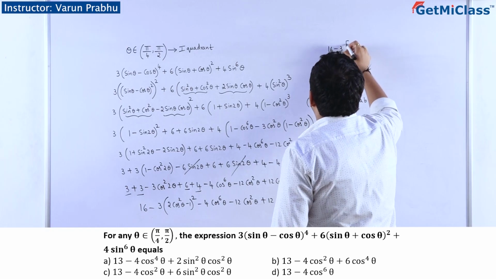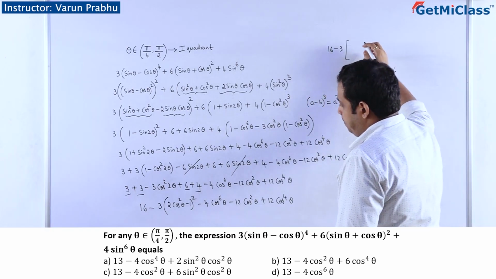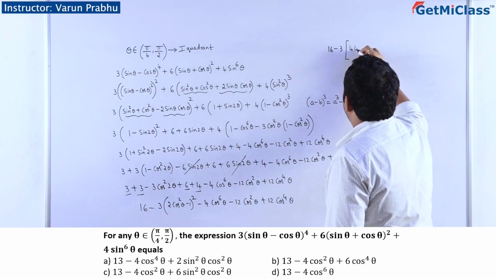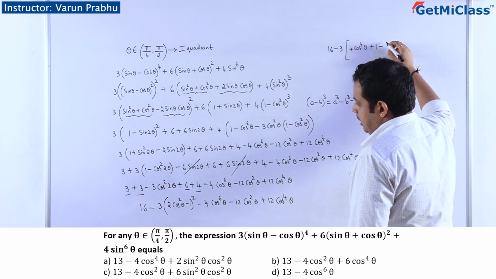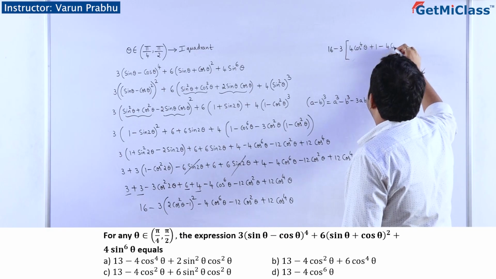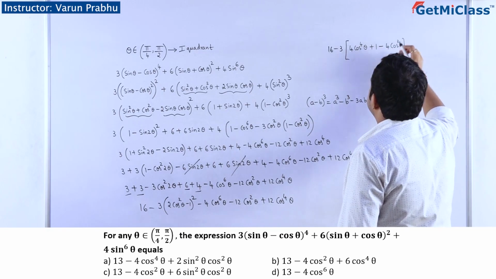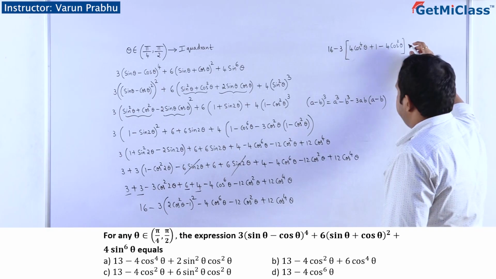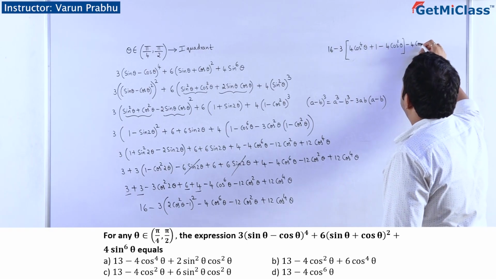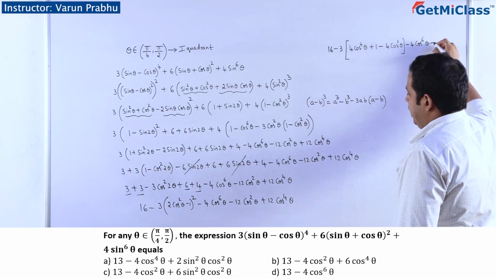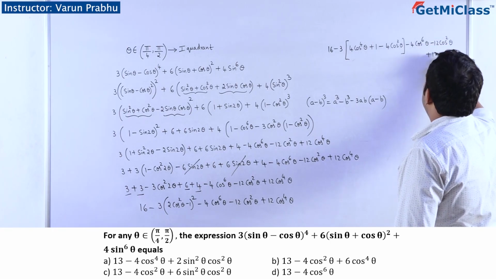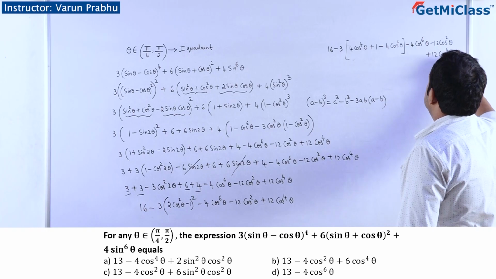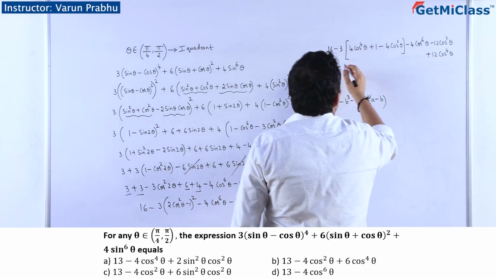16 minus 3 times, so this will be of the form 4 cos to the power 4 theta plus 1 minus 4 cos squared theta, minus 4 cos to the power 6 theta minus 12 cos squared theta plus 12 cos to the power 4 theta. So what will happen when you expand this?